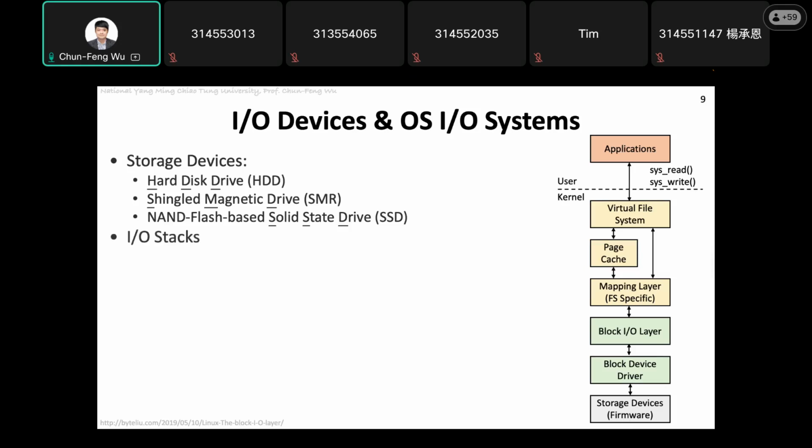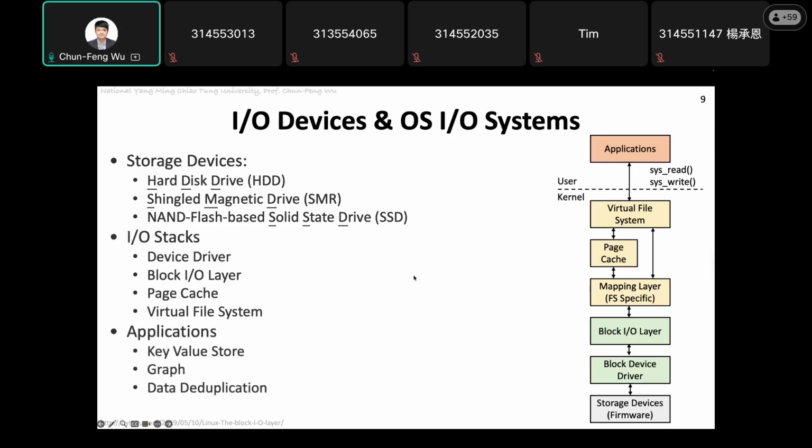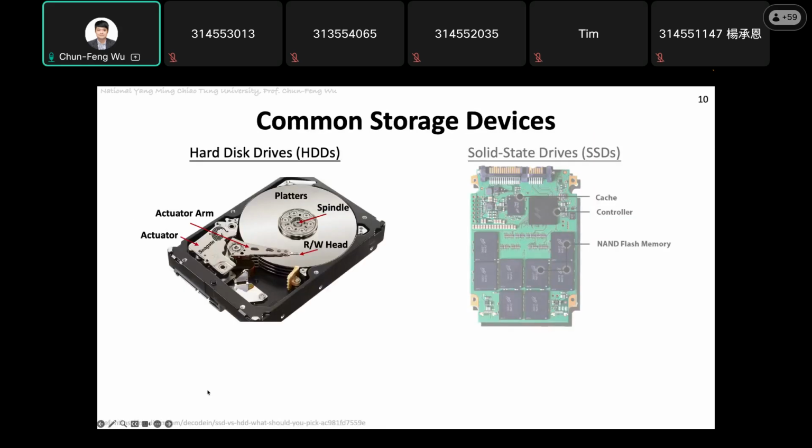For storage devices, we'll talk about hard disk drives, SMR, and SSD. Then for I/O stacks, we'll talk about the device driver, block I/O layer, page cache, and VFS part. Okay. And then we'll talk about some application and code design. We'll talk about the key-value store for databases. And then for graph applications, usually when we analyze networking, we need to deal with graphs. It is more like the things you learn from discrete mathematics, like Dijkstra or BFS, those kinds of things. Okay.